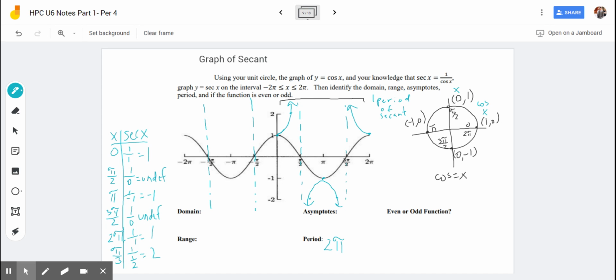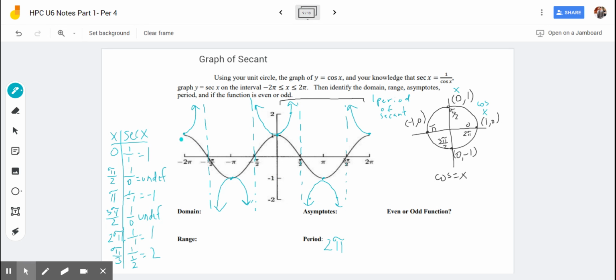And we'll do the same thing. The max of each region becomes the minimum of the other. So at -pi, because this is the minimum, it'll become the maximum for secant. And then -2 pi here. So there you go. That's 2 full periods.